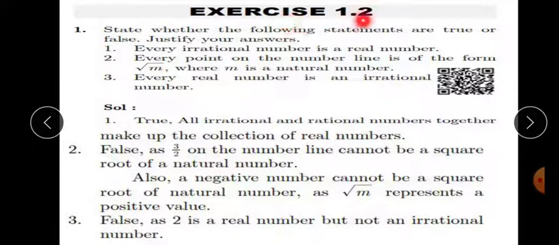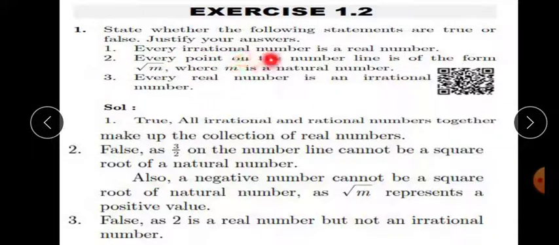Exercise 1.2, the first question: state whether the following statements are true or false. Justify your answers. Three statements are given. You have to say which are true and which are false. If it is true, why it is true, and if it is false, why it is false. You have to explain your answer. So let us move to the first question.